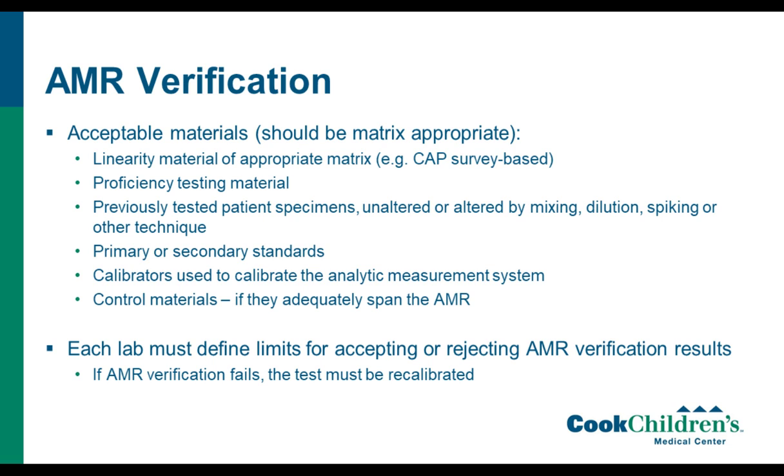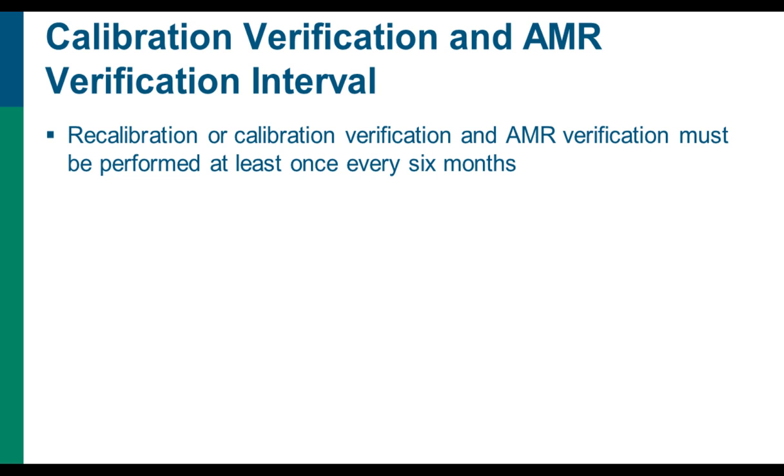And as with calibration verification, each lab has to define the limits for accepting or rejecting AMR verification results. So for example, you may, during validation, realize that the variation in your test is, let's say, 0.3 log. So it might be that when you're doing your calibration verification, AMR verification, the unknowns have to fall within 0.3 log of your knowns. So something like that, but you do have to define the actual limits.